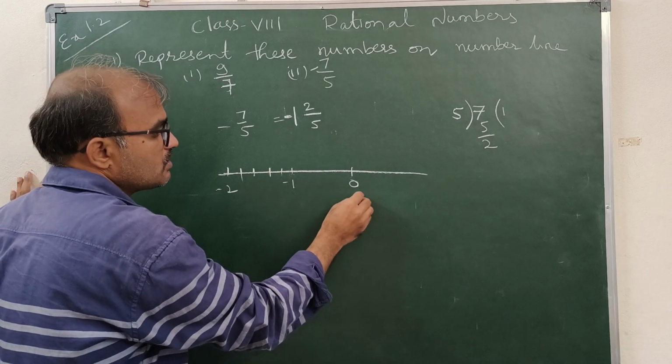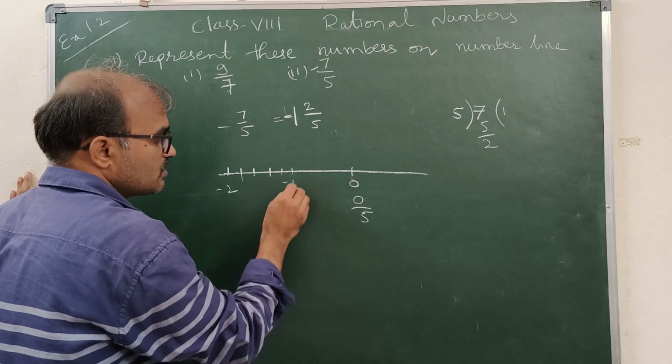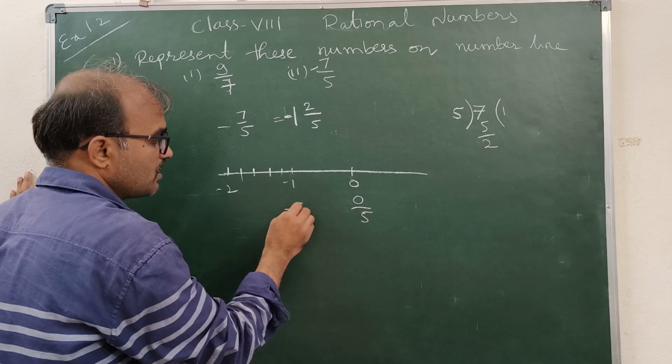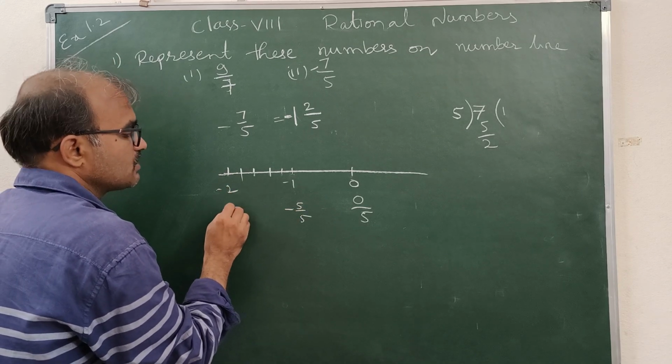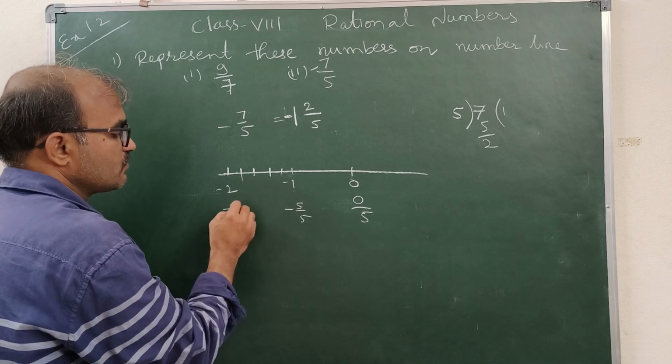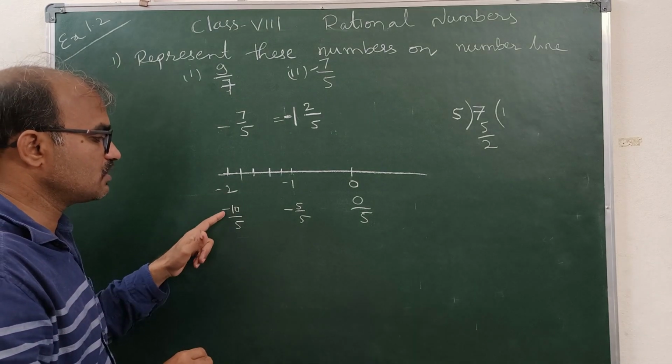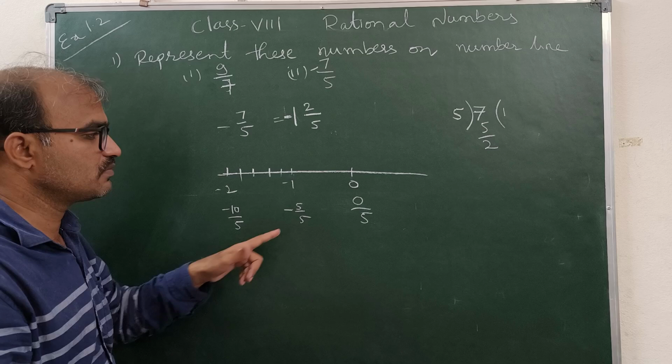Now it is 0 by 5. It is 1. 1 is minus 5 by 5, right? Minus 2 is minus 10 by 5, right? 5 ones, 5 twos. Equivalent fraction of 2 is minus 10 by 5. Minus 1 is minus 5 by 5.